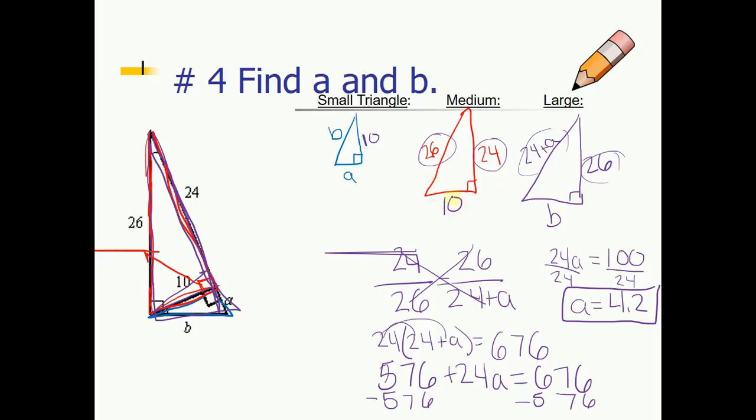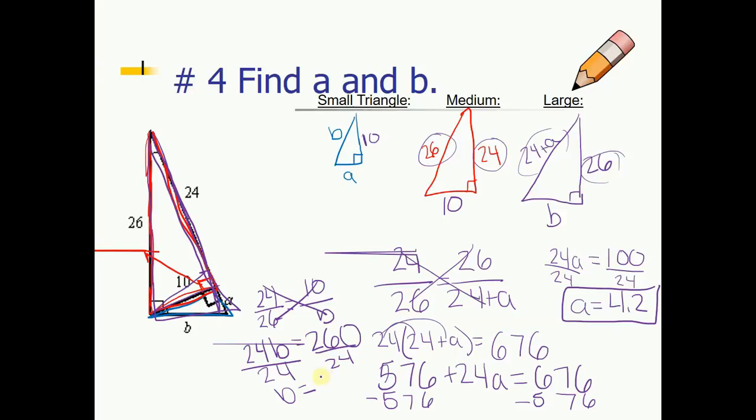So, it looks like we can set up for B. We can set up using the 24 over 26 and 10 over B. So I can go 24 over 26 equals 10 over B. Cross multiply, I get 24B equals 260. Divide by 24. So I get B equals 10.83 as a decimal.